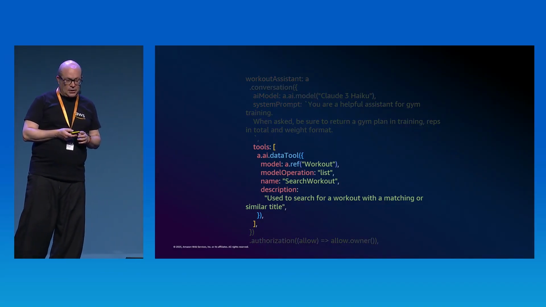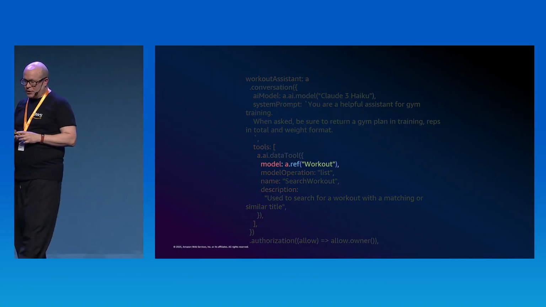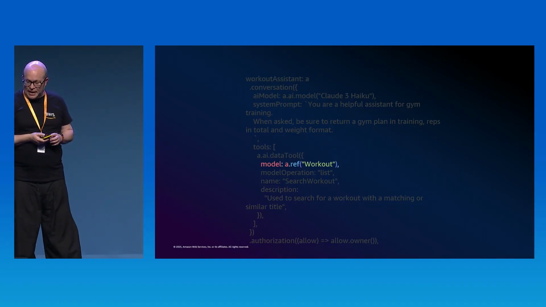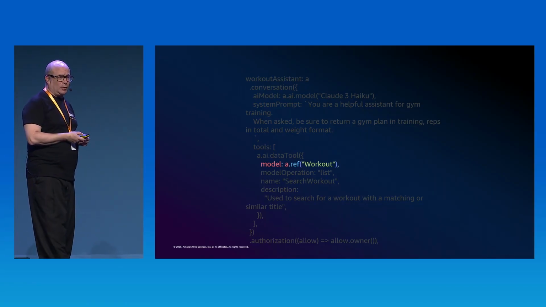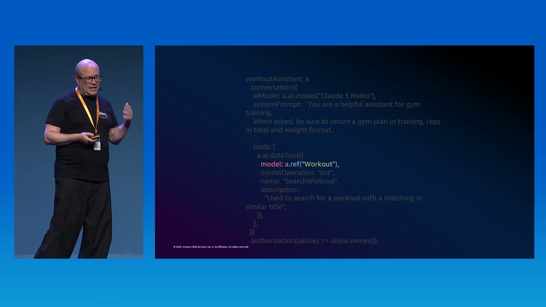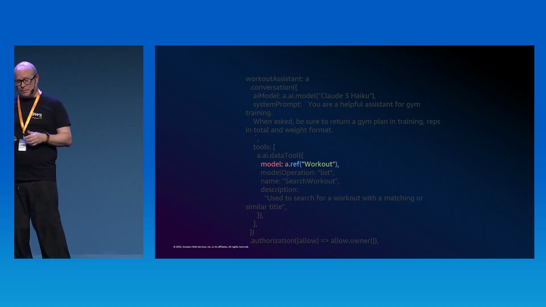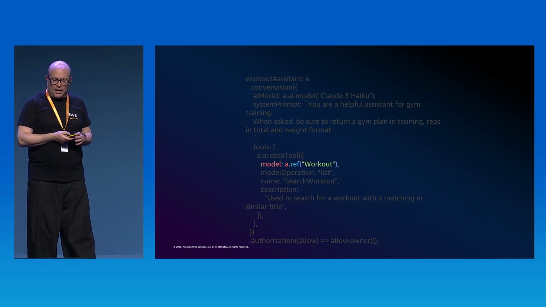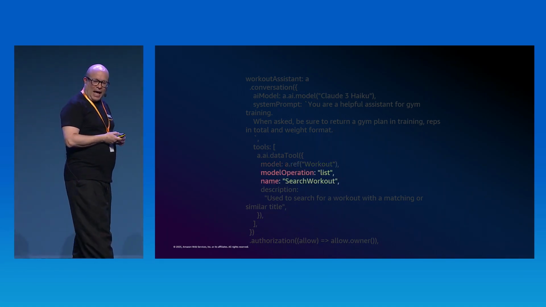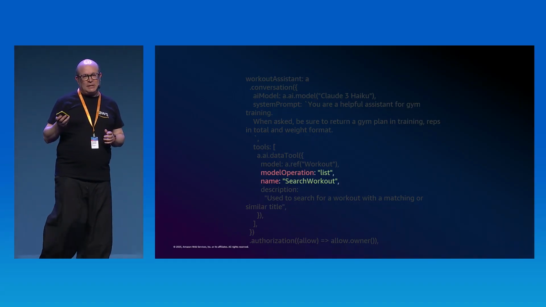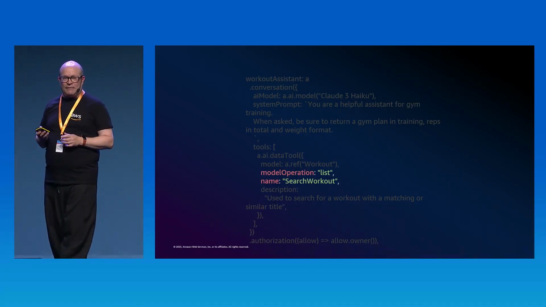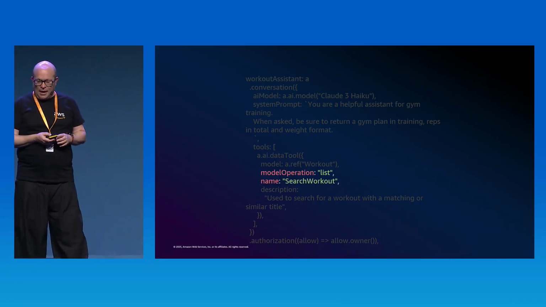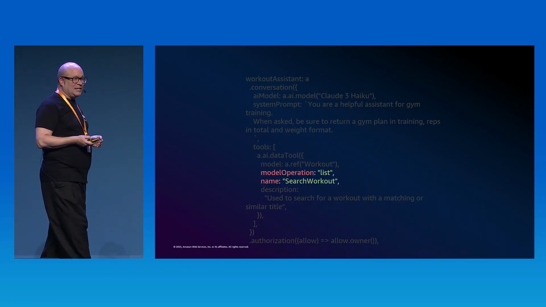So we've got this tool section. Within this tool section, we've defined a reference to the workout data model. The workout object in this application has workout items, but we want to reference that specific thing. And we list an operation. With this particular one, the only current operation that's available is list. And we give it a name, in this instance, search workout.